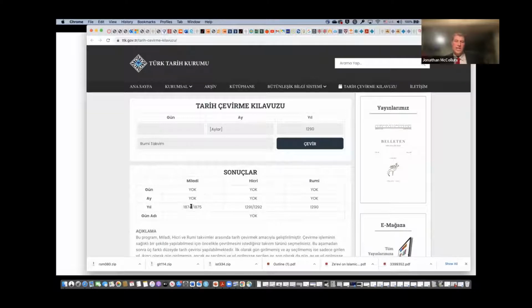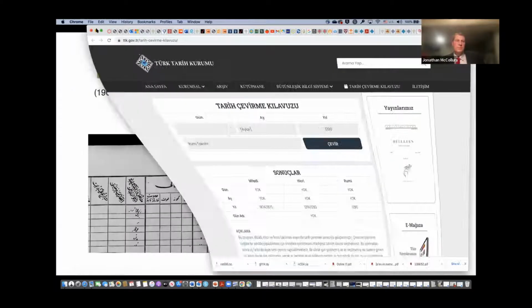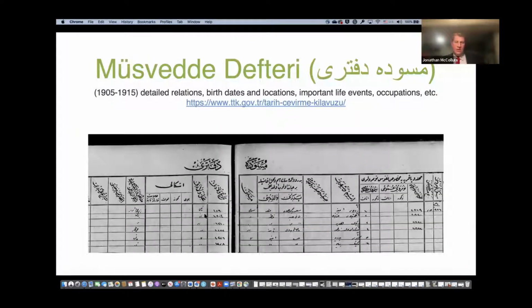So the birth date, 1874, 1875, was the birth date of this individual. So we learn when the person was born. We learn where the person was born. We also, if it's filled out properly, which this isn't, learn what they looked like, their hair color, everything like that. We also learn whether or not the person had multiple wives, if it's a male. So we get a fuller understanding of the individual and the connections within the family.